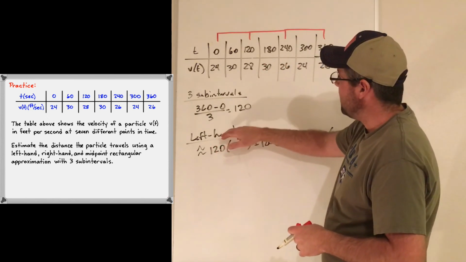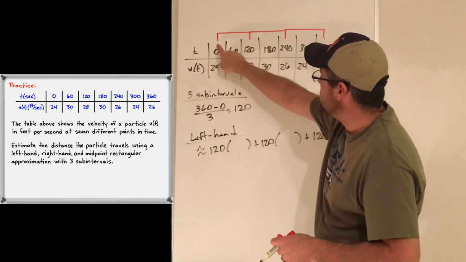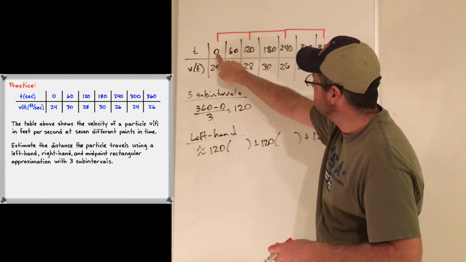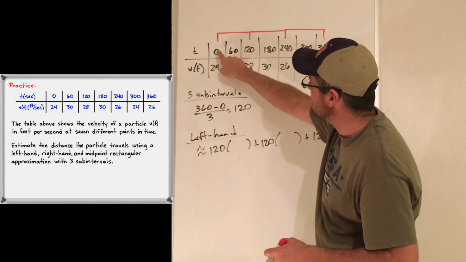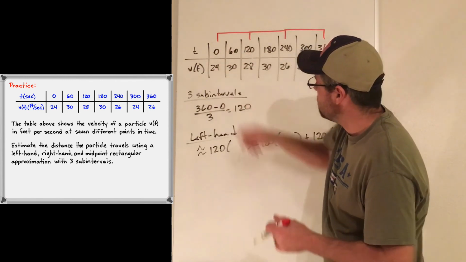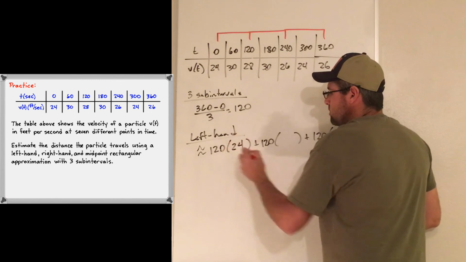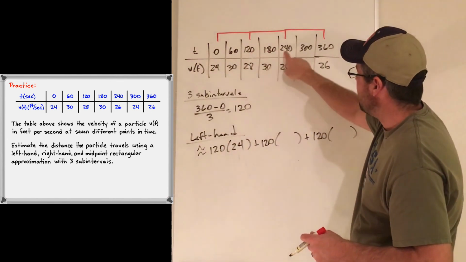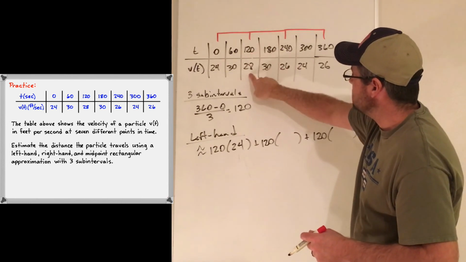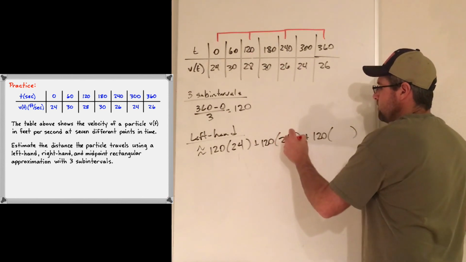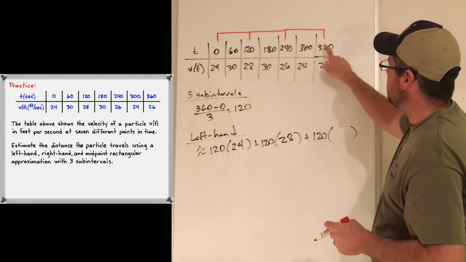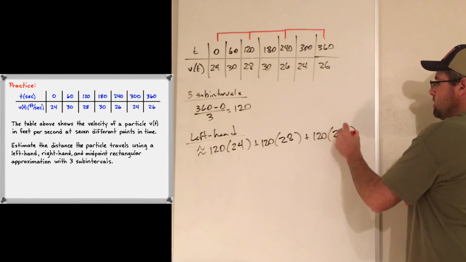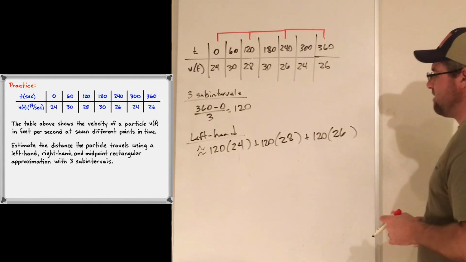Because I'm looking at the left-hand value, from 0 to 120, what is the height on the left-hand side? Well, would I use the 0 or the 120? I would use the 0 because that's on the left. So the height is 24. From the interval 120 to 240, the one on the left out of these two is the 120, so I'm going to use the height there, which is 28. And then from 240 to 360, the one on the left is 240, so I'm going to use a 26. So that is your approximation for left hand.